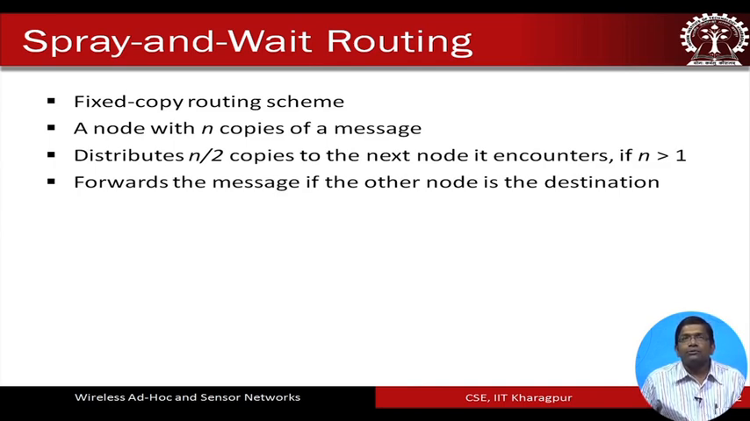So, a node with n copies of the message would distribute n by 2 copies to the next node it encounters, and forwards the message if the other node is the destination. So, half of it. That is how the forwarding of messages is restricted, and only half of the copies of the message that are received are forwarded. These are some of the characteristics of spray and wait routing.